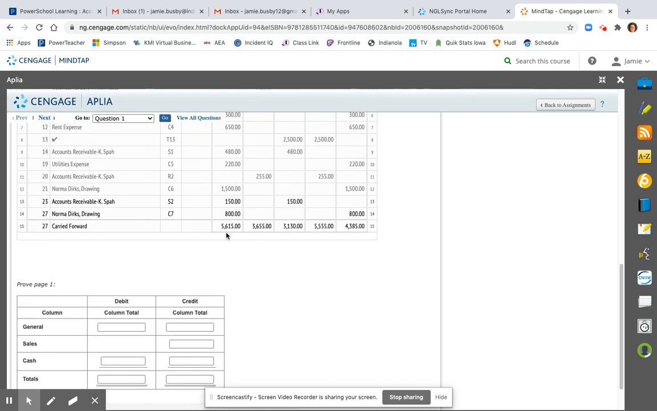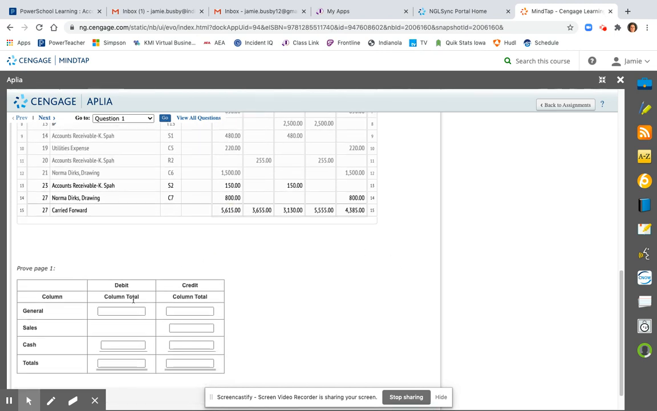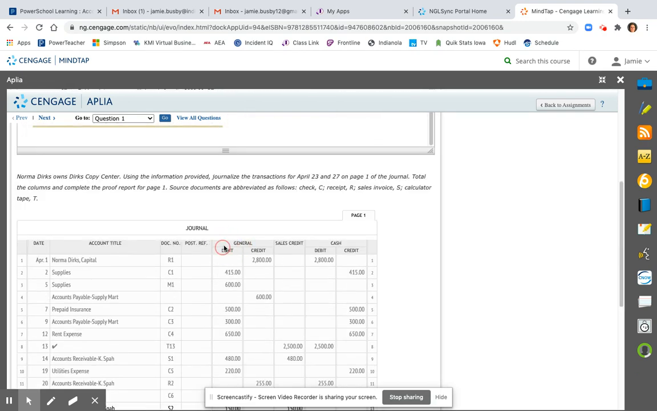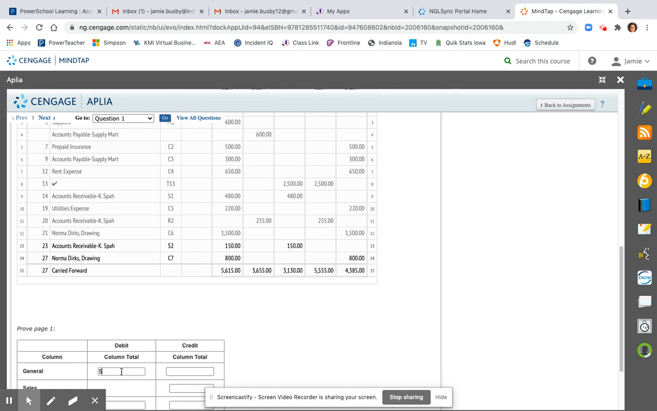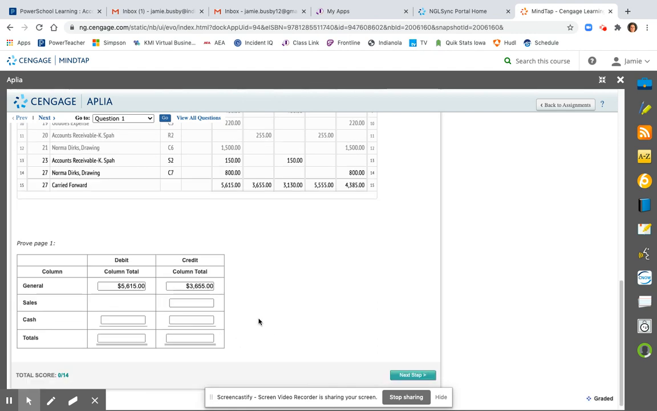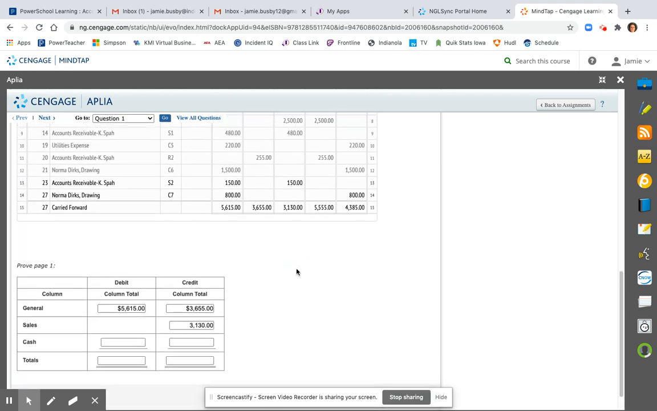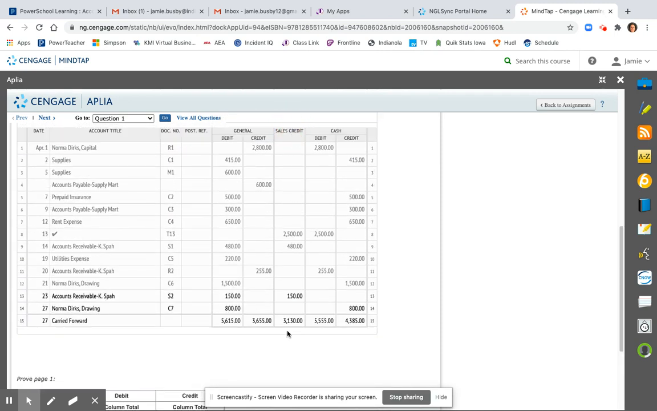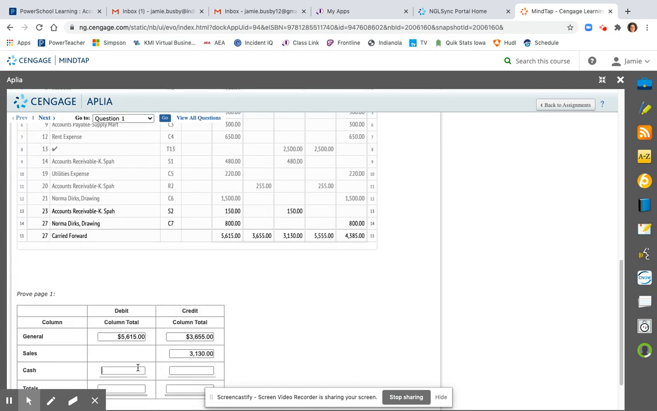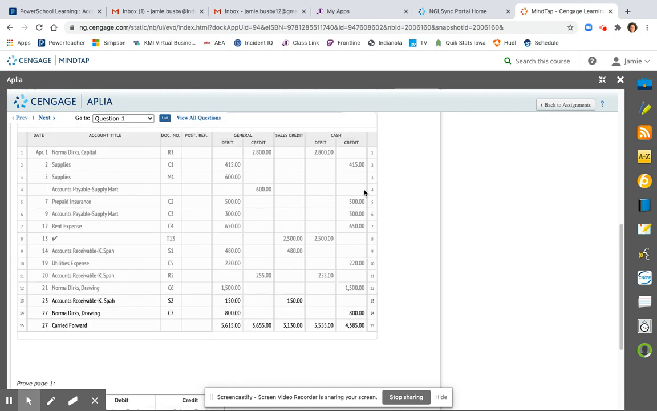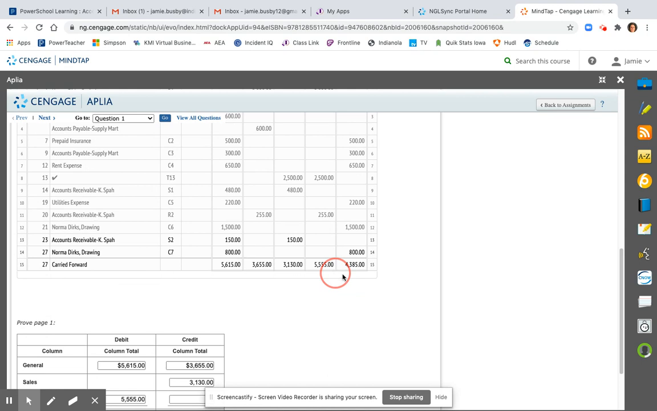Now we need to make sure before we move on that the debits equal the credits. So our general debit, so we're in the general column, debit, 5,615. General column credit, 3,655. Sales, we're only going to have a credit, 3,130. Coming from the sales credit. Cash debit, 5,555. Finally, cash credit, 4,385.